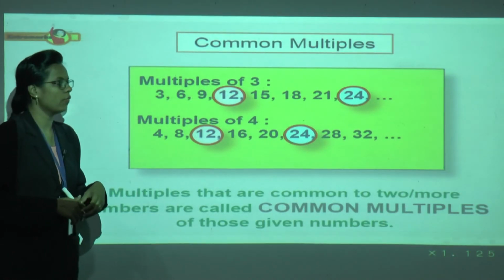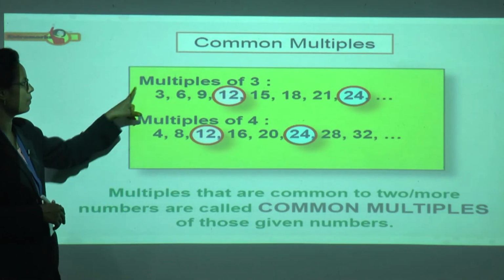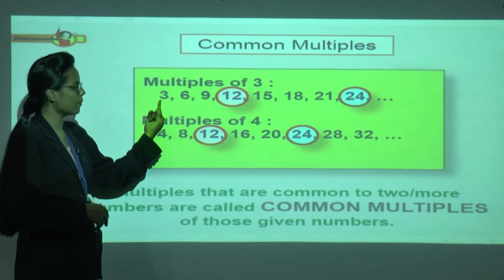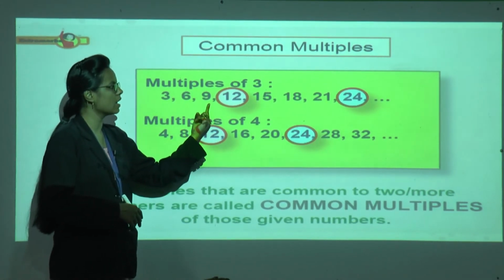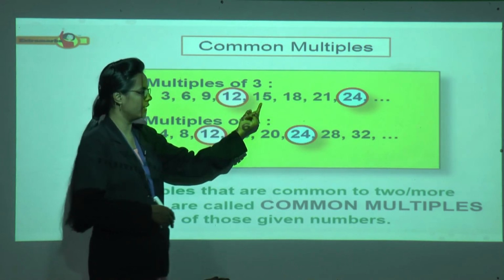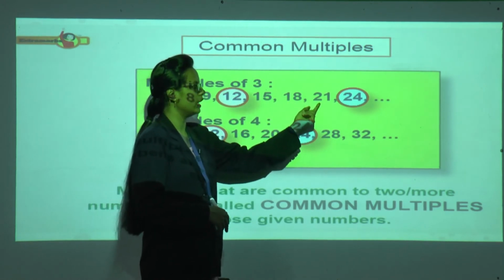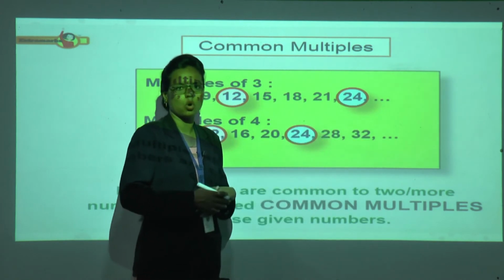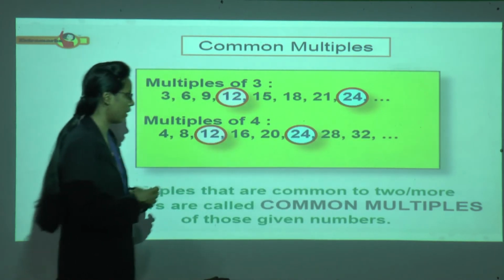Now we are going to find the multiples. See here, multiples of 3. What are the multiples of 3? 3, 6, 9, 12, 15, 18, 21, 24, 27, 30 and so on.